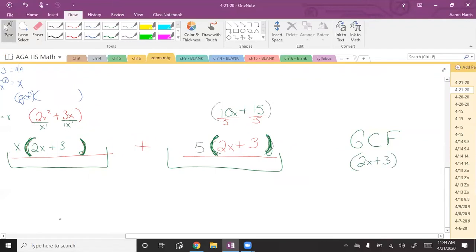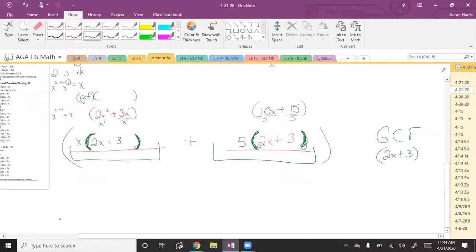Put them in parentheses. Make a blank set of parentheses. What goes outside? 5x. Your GCF, correct? Oh, yeah. And then we divide by that GCF, yes? Yes. And I have to do it to each term, correct? Mm-hmm. So 2x plus 3 divided by 2x plus 3 is just 1.